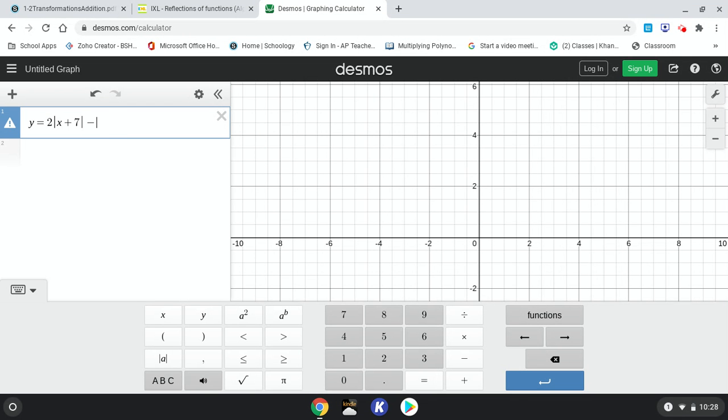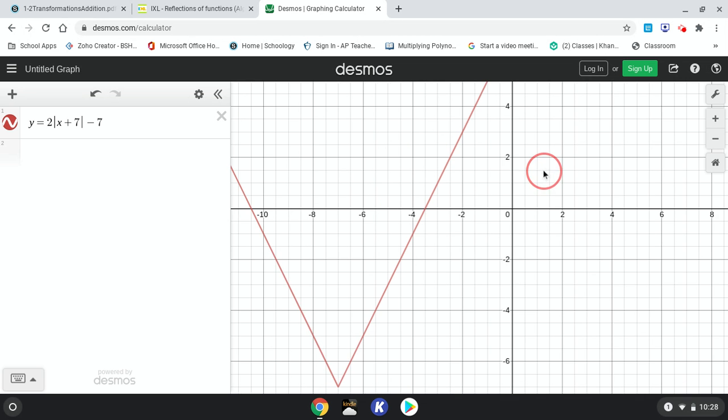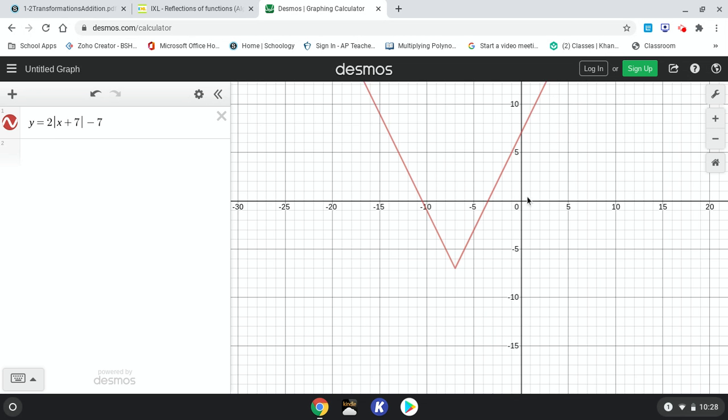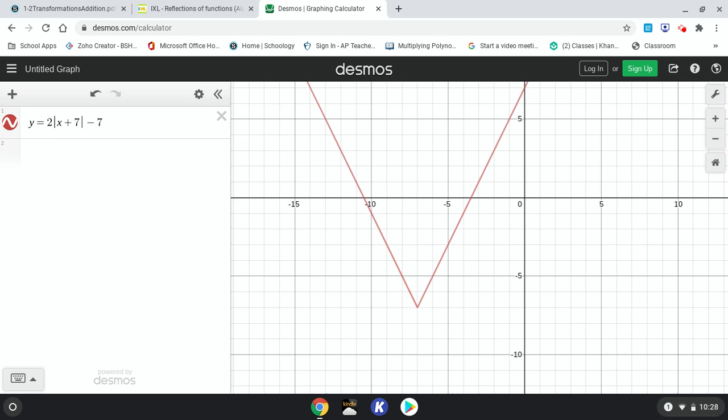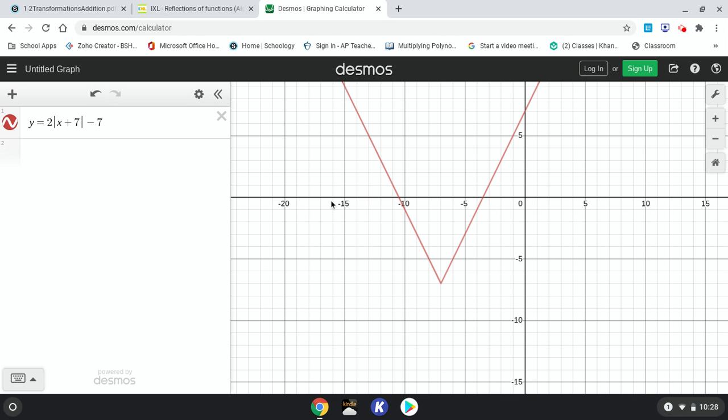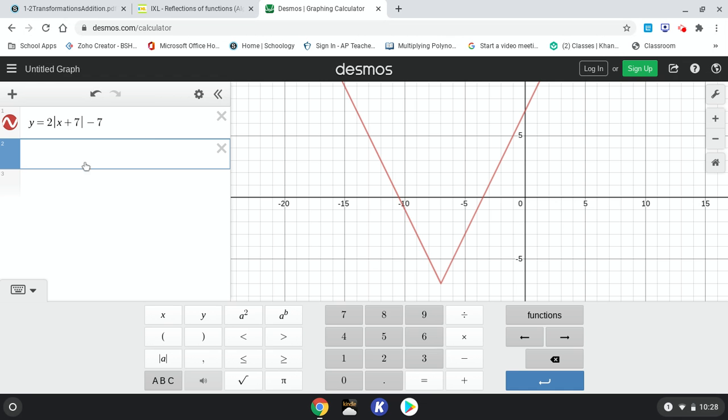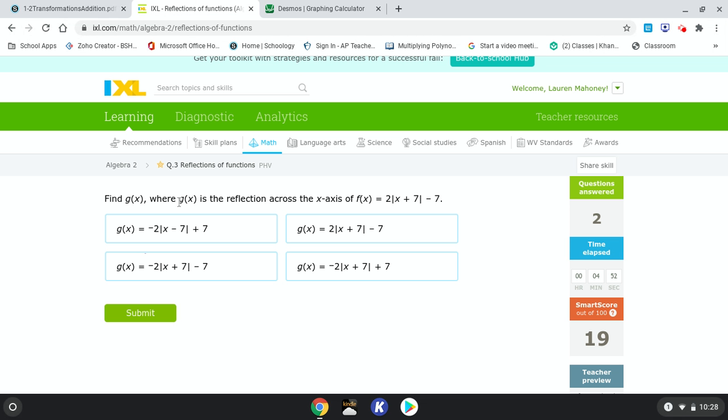It might be down in this area. Hide those tools. There we go. Okay, so 2 times the absolute value of x plus 7. That needs to go inside there. Plus 7, and then minus 7.